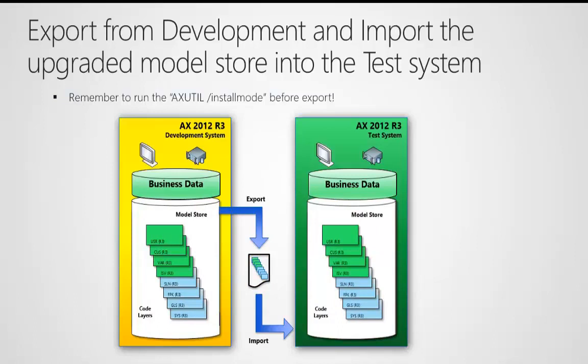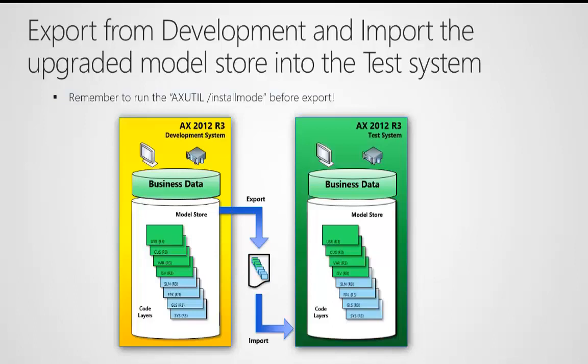And the reason why we actually have the test system and the development system is because we have to remove these layers in the development system. This will trigger synchronizations, which means that business data tables could potentially get lost. So this is the reason why we don't do the code upgrade directly in the test system.